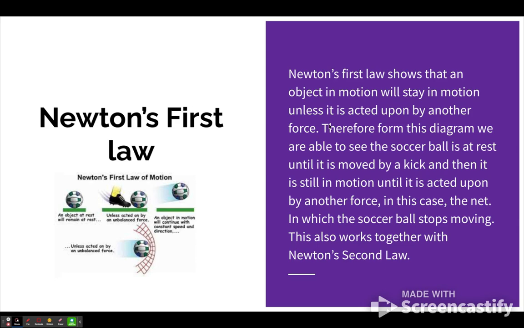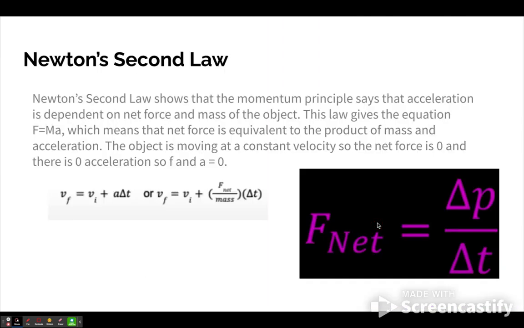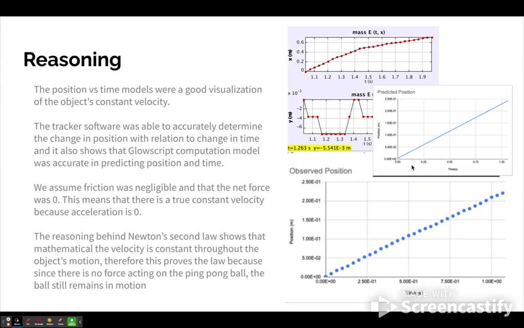This also works with the second fundamental principle that we will use, which is Newton's second law. Newton's second law shows us the momentum principle, that the acceleration is dependent on net force and mass of the object. This law shows that F equals ma, which means that net force is equivalent to the product of mass and acceleration. The object is moving at a constant velocity, so the acceleration is zero, so the net force is zero. This is the equation that was derived, and this is Fnet equals delta p over delta t, two equations that were derived from that formula.